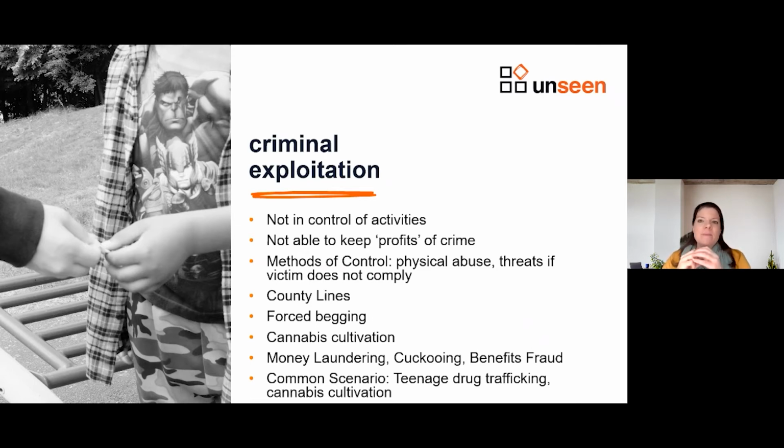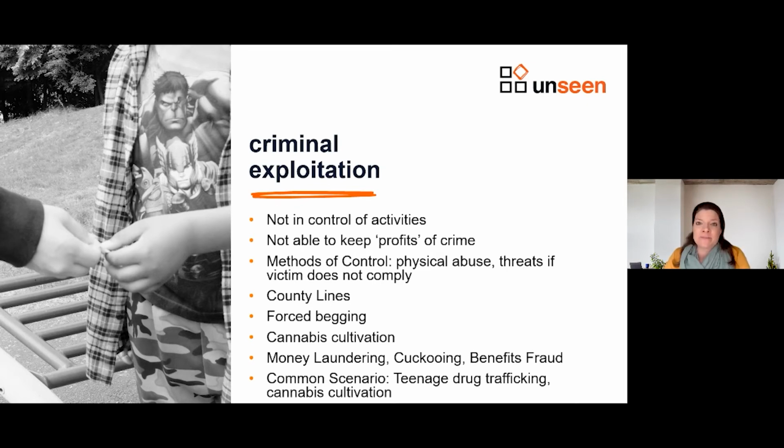And some of the more common crimes that we see involved in this sort of exploitation is drug trafficking, which is often called county lines. And we're going to hear quite a lot about that this afternoon, so I won't go too much into that. We're going to hear some great content, I know.